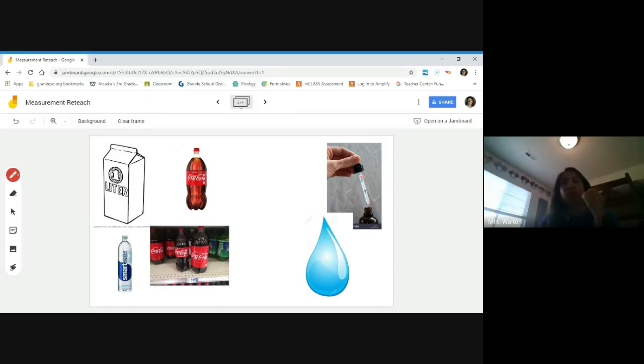And you've seen this before in the levels. It's like an eyedropper. Maybe ask your mom if you have a younger sibling. They might have an example to show you. Because when you give baby medicine, you got to give them just a little bit, and they might use an eyedropper to do that.